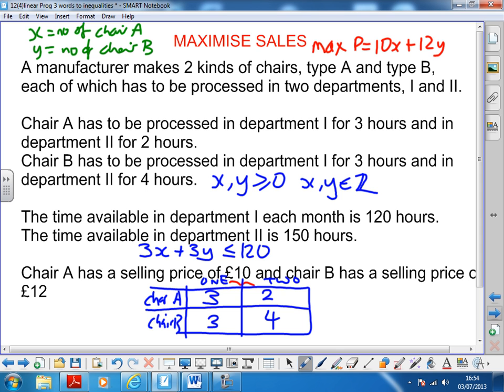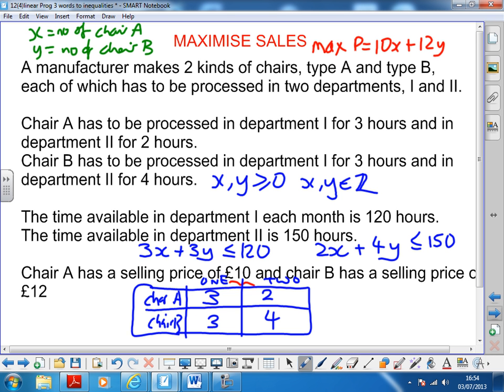And then in department 2, for every chair A we make, that's going to take 2 hours. And for every chair B we make, that's going to take 4 hours. And that can't exceed 150 hours. I think we're done. Excellent. So the table's really helpful.